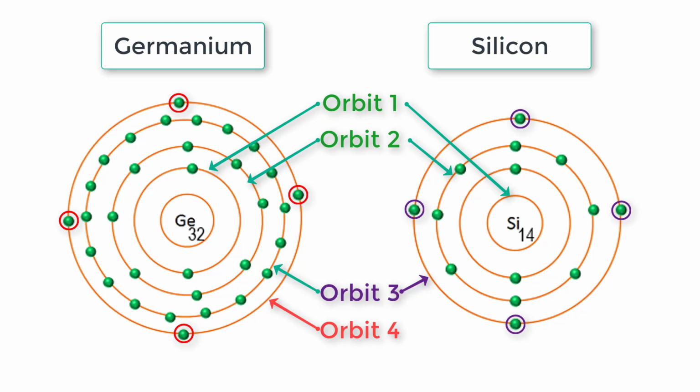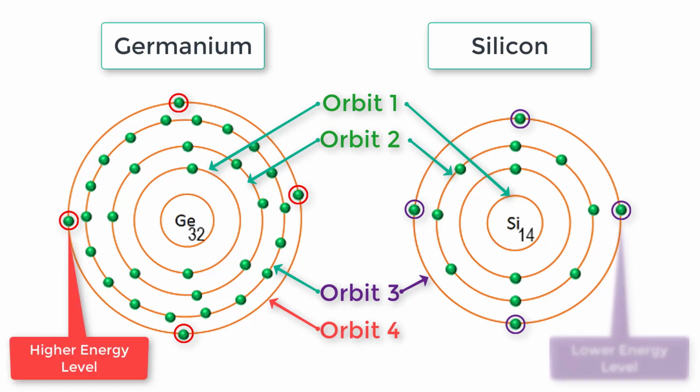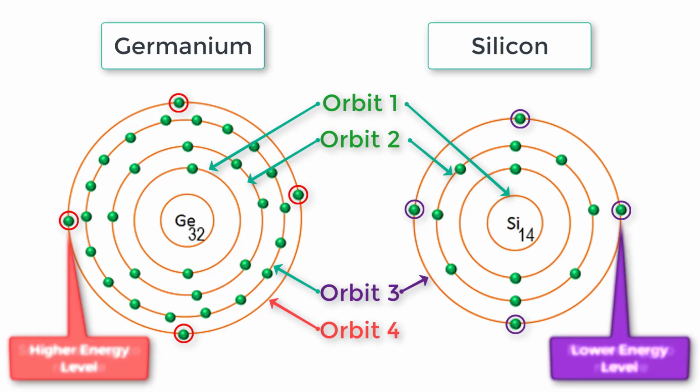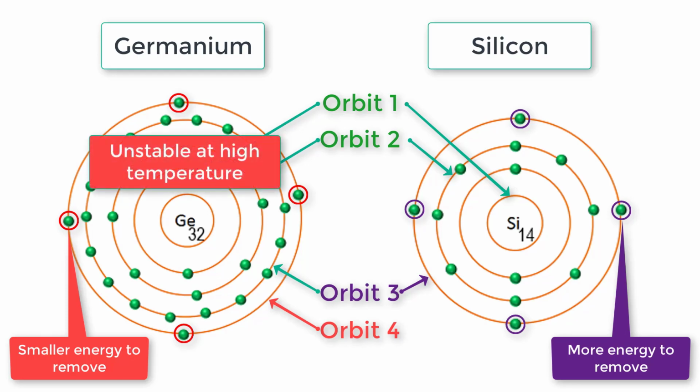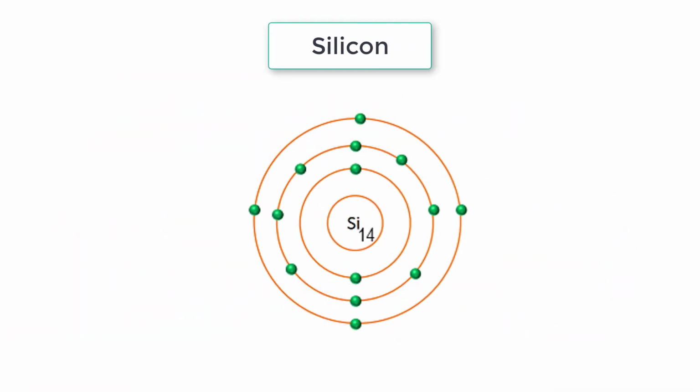Therefore, the germanium valence electrons are at a higher energy level than those in silicon. This means that germanium valence electrons require a smaller amount of additional energy to escape from the atom and become free electrons. This property makes germanium more unstable at high temperatures. This is the reason why silicon is widely used as a semiconductor material.